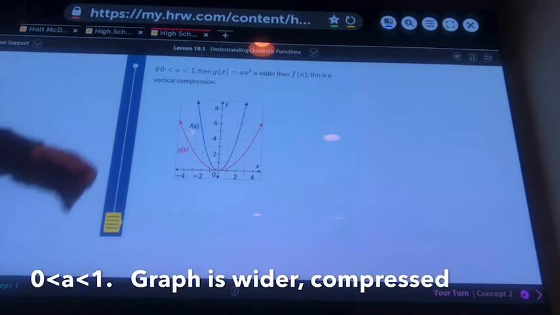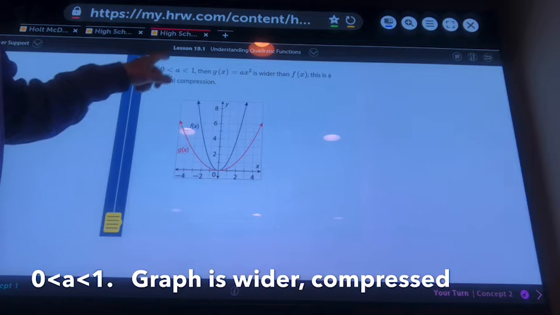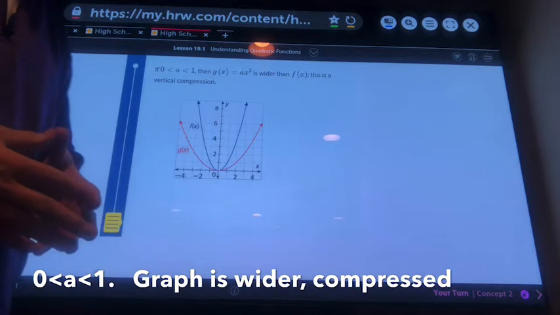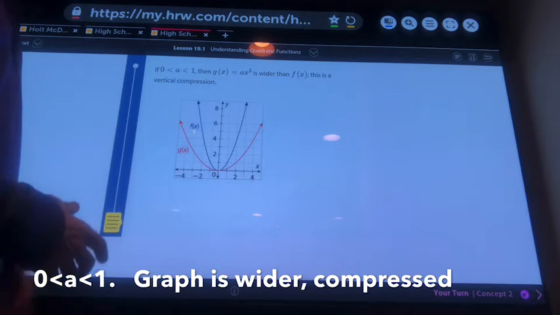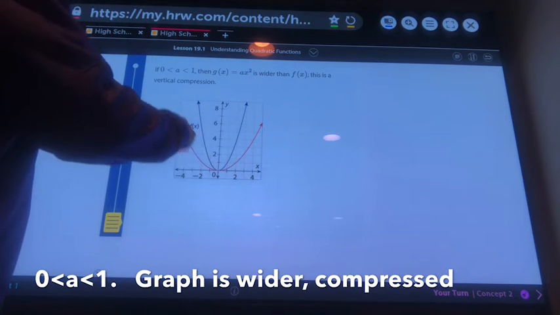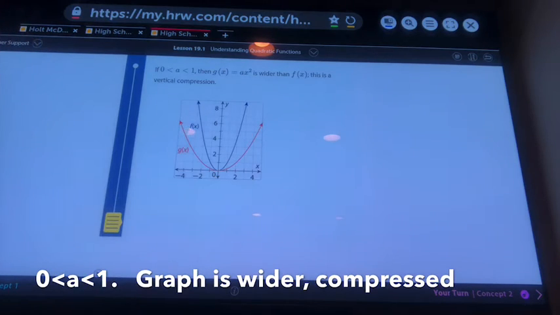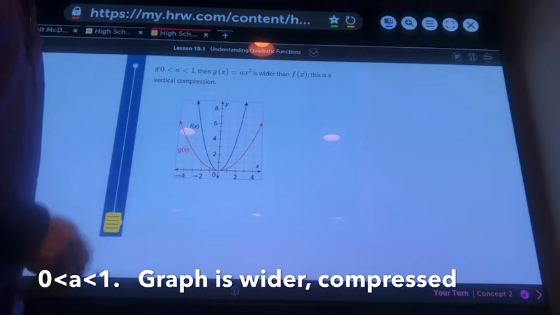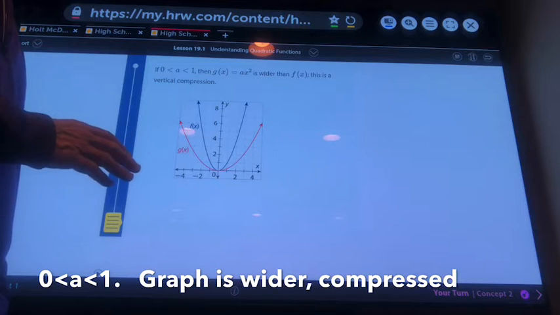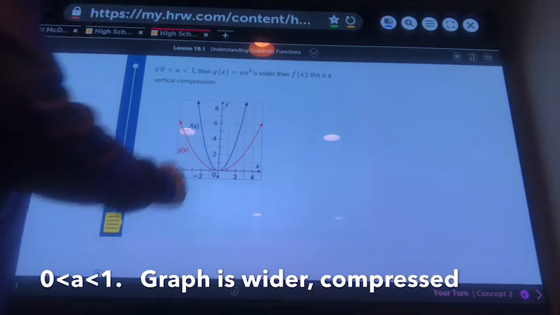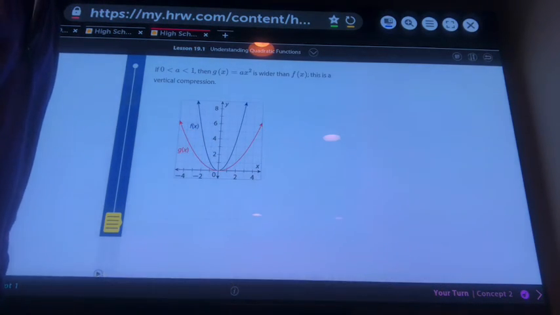Now, let's suppose instead we have the a somewhere between 0 and 1. Not equal to 0, not equal to 1, but a fraction, like 1/2 or something like that. Now the red graph, as you can see, becomes more wide. You can see how the width now becomes more significant as opposed to the blue graph, which was our parent function, where a was equal just to 1. So in the event that a is equal to 1/2, 1/3, 1/4, it's going to cause the graph to become a little bit wider or more compressed.